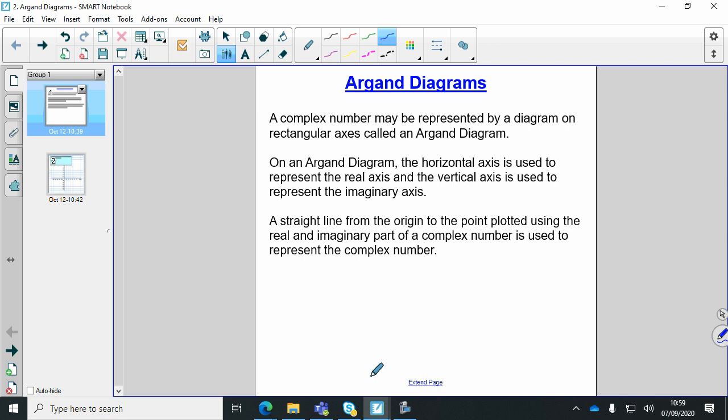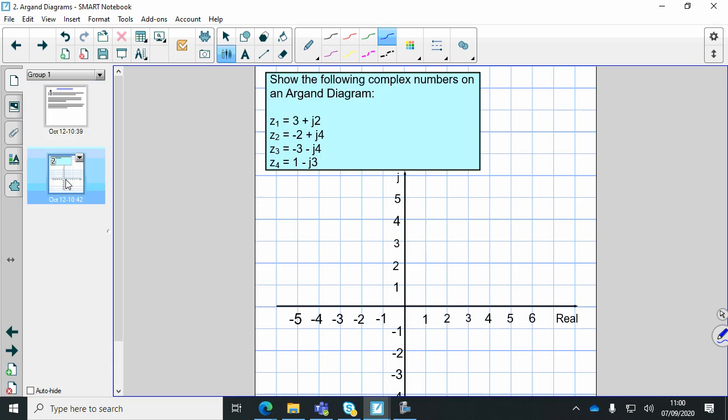On an Argand diagram, the horizontal axis is used to represent the real axis, that is the real part of the complex number, and the vertical axis is used to represent the imaginary part of the number, the imaginary axis. And then a straight line is plotted from the origin to the point, using the real and imaginary part of a complex number to represent this complex number. So let's look at that in practice. Show the following numbers on the Argand diagram.